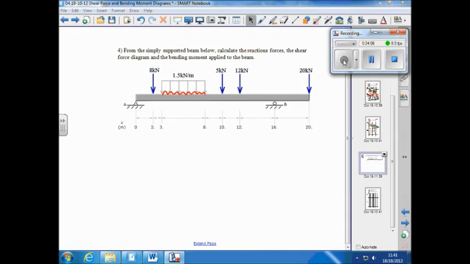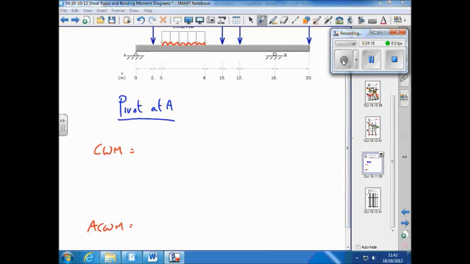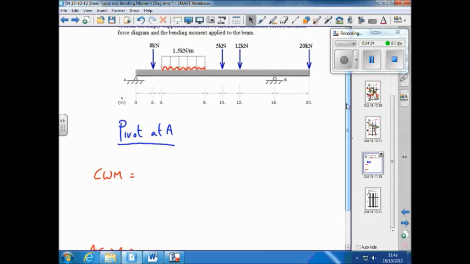Okay, so for this problem, let's calculate the reaction forces at A and B. So we just review that and then try and plot the shear and moment diagrams. So assuming it's pivoted at A, what are the clockwise moments? We look along the beam and we add up all the forces that are going around clockwise. So here's our pivot. So that's going around clockwise.